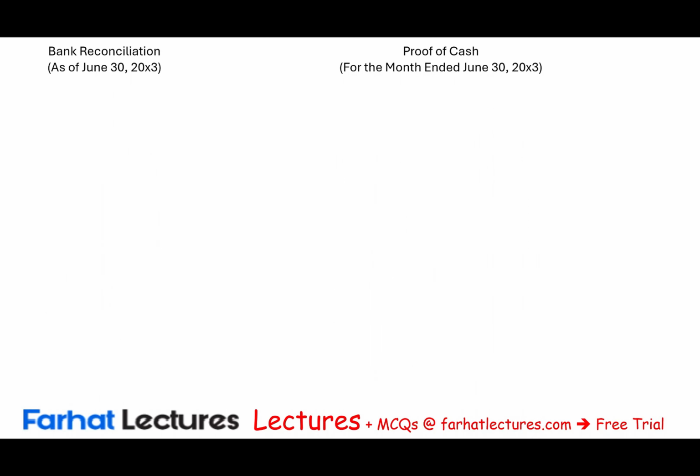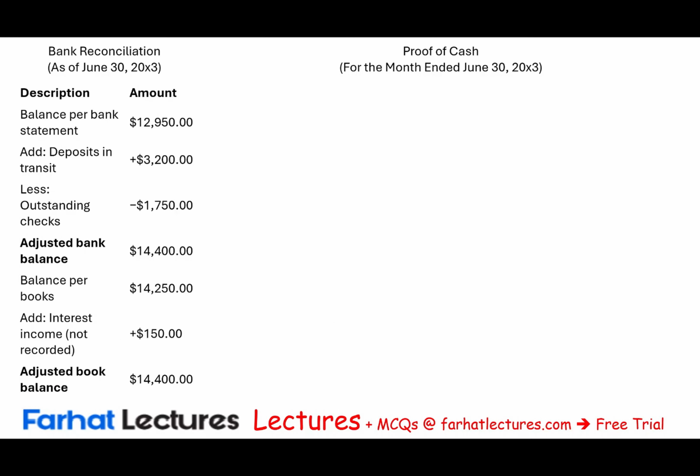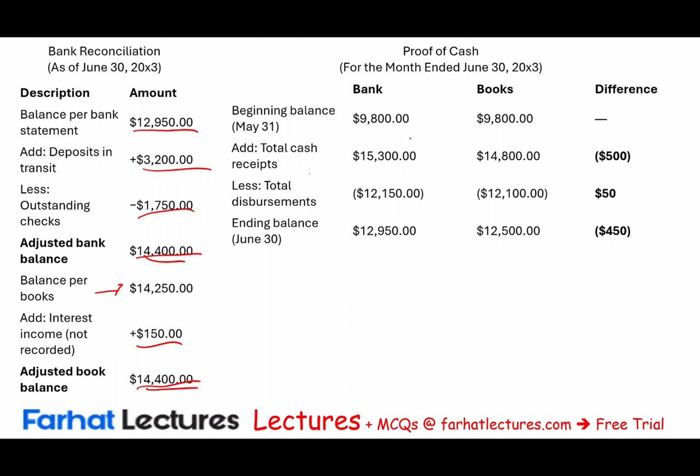For our purposes, on a June 30, X3 bank reconciliation, we have the bank balance starting at $12,950 plus deposits in transit minus outstanding checks, which gives us the adjusted bank balance. The balance per books is $14,250 plus interest, that's the only thing we had, equal to the adjusted book balance. Now let's take a look at the proof of cash. We have the beginning May balance of $9,800 for bank and books.